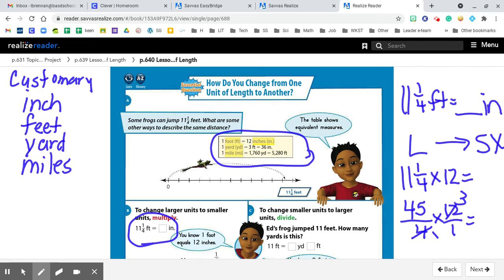40 times 3 is 120, and 5 times 3 is 15. So we have 135.